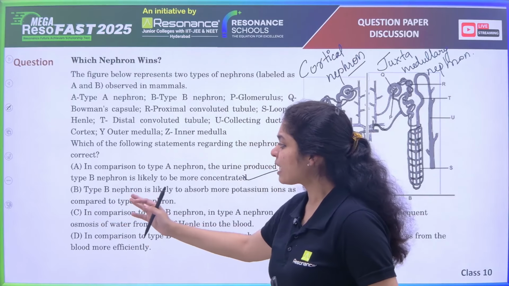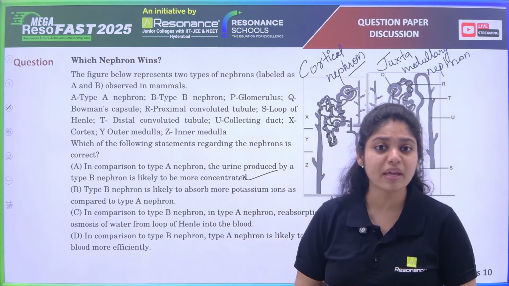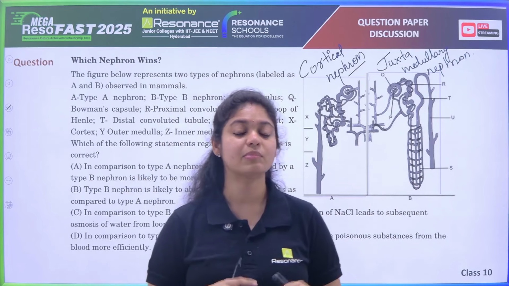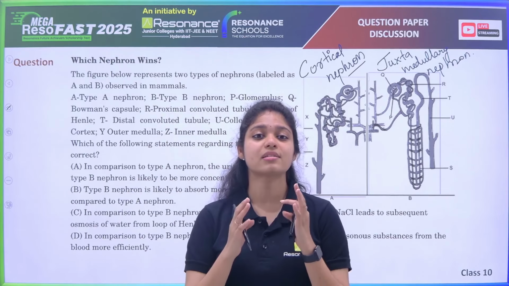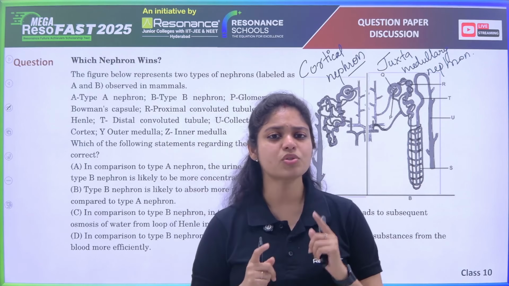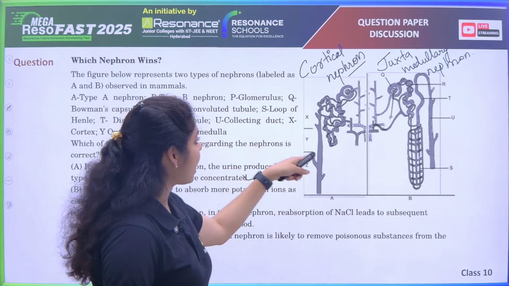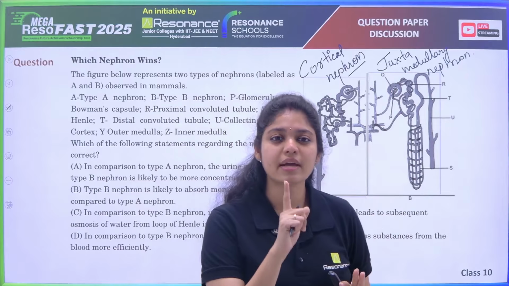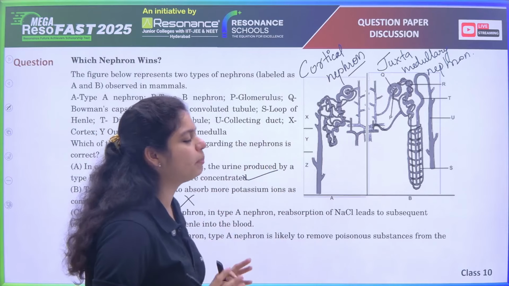Coming to B, type B nephron is likely to absorb more potassium ions as compared to type A nephron. But the absorption of potassium ions is a hormonal mechanism. Which hormone is responsible for the reabsorption of the potassium ions? It is nothing but aldosterone, which is produced by the adrenal gland. Aldosterone helps in the reabsorption of the potassium ions. Now, it will be acting upon the DCT and the collecting duct. It does not act upon the loop of Henle. So it has nothing to do with the type A and the type B nephrons.